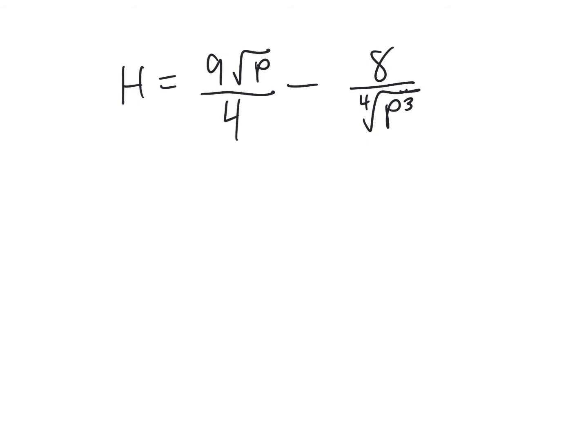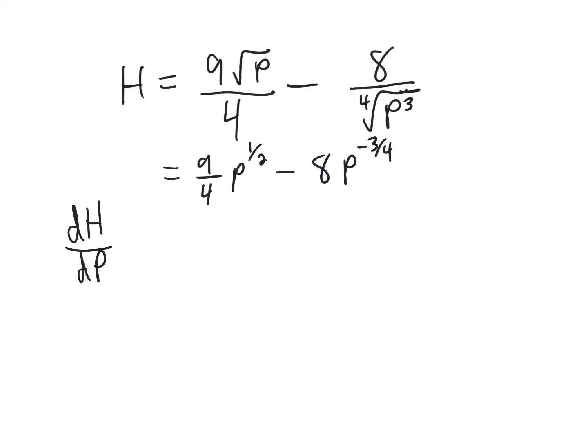Here's another example working with roots. Again, one of the first things you should do is rewrite it. So we have 9/4 p to the 1/2 minus 8 p to the negative 3/4. Negative because we brought it up from the denominator. And then 3 over 4, 3 being the power, 4 being the root. Then we can take the derivative.